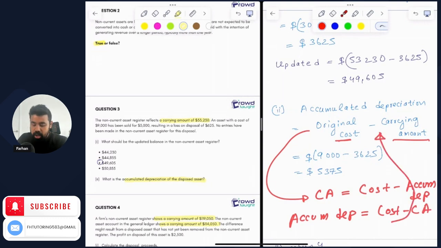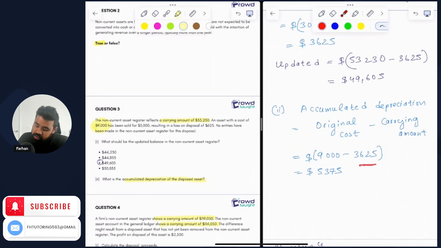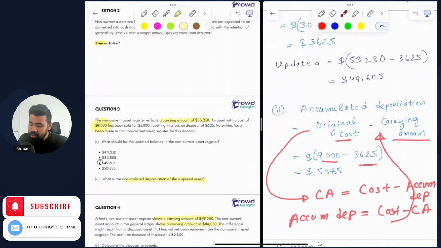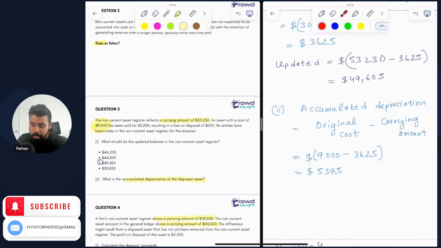So that is what we have done here. Okay, so the original cost is given in the question as $9,000, as you can see in the second line of the question, and the carrying amount is $3,625 based on our calculations from part 1. So that's how we get an accumulated depreciation of $5,375. Okay. All right, so that's the answer for part number 2, which is $5,375.